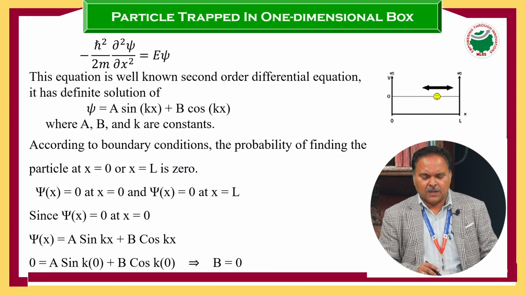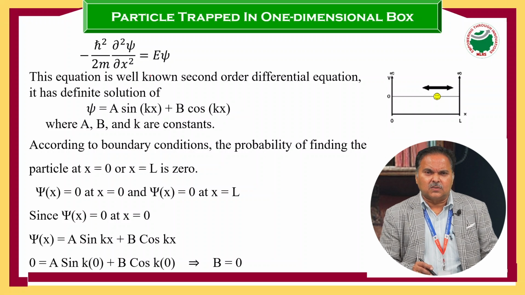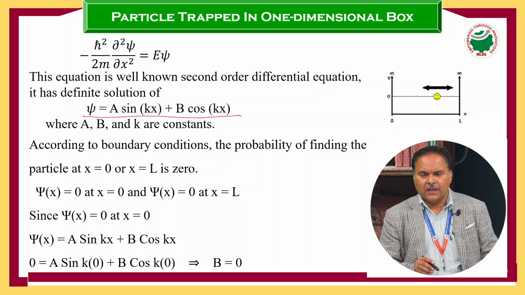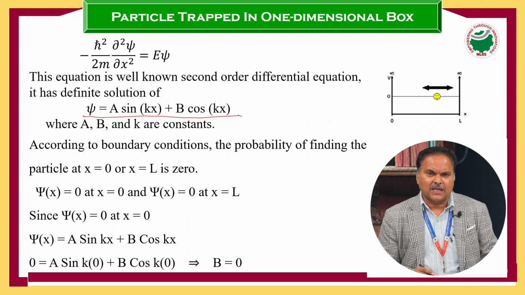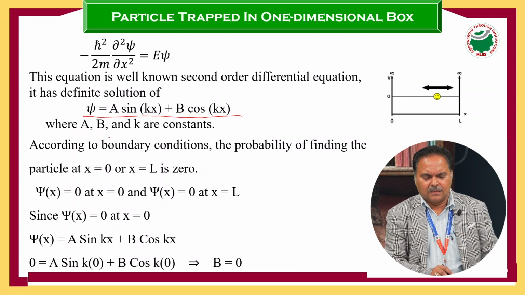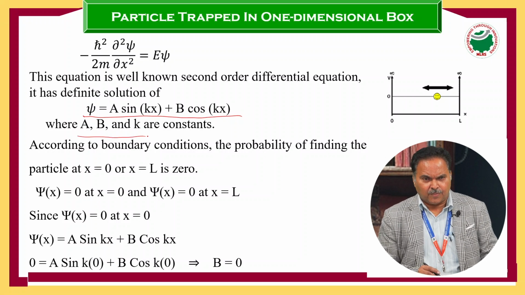This is the equation. This second order differential equation has a definite solution also. That definite solution is psi equals a sin kx plus b cos kx. This is the solution of the Schrodinger wave equation. Here psi is the wave function, and a, b and k are the constant parameters.